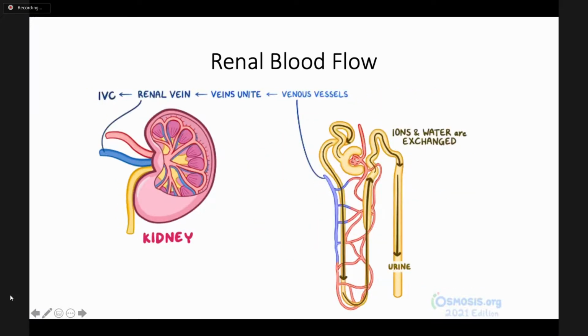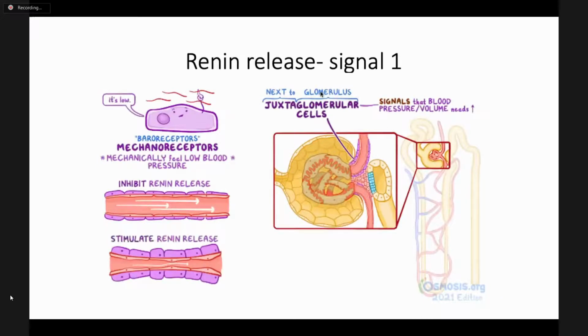What is this here? Oh, this is to the veins. All right. Okay, what is the stimulus to renin release? I told you earlier, right?